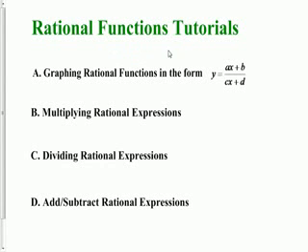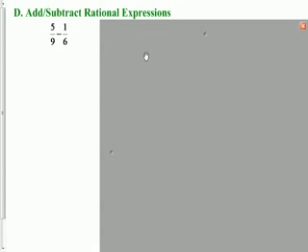Okay, we're going to complete our tutorials for rational functions, chapter 9, by looking at adding and subtracting rational expressions. We're just going to do one example here, but we're going to spend quite a bit of time looking at the understanding of why we do it. So let's jump right here to adding and subtracting rational expressions. And this is section 9.5 in your text.